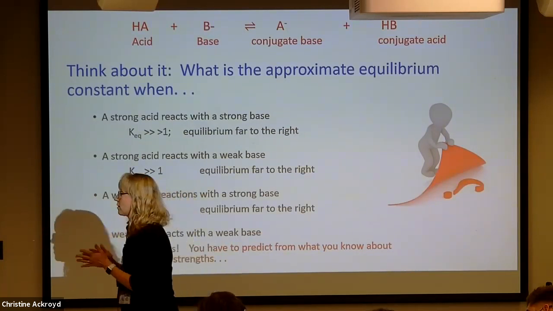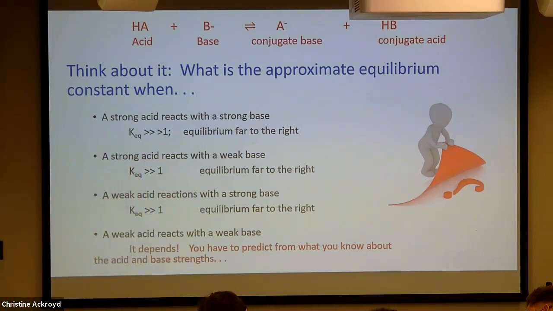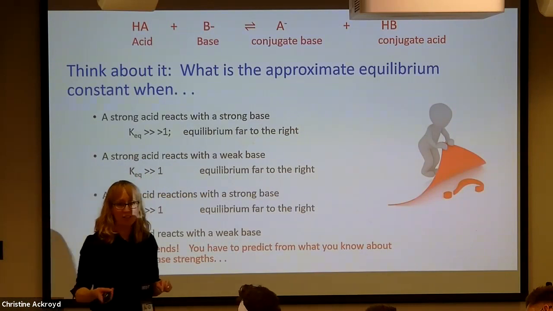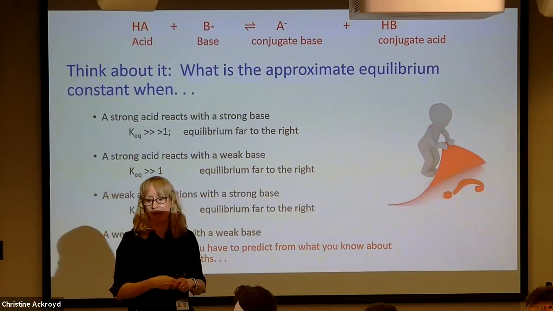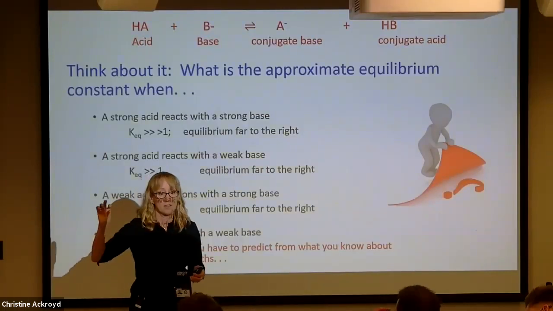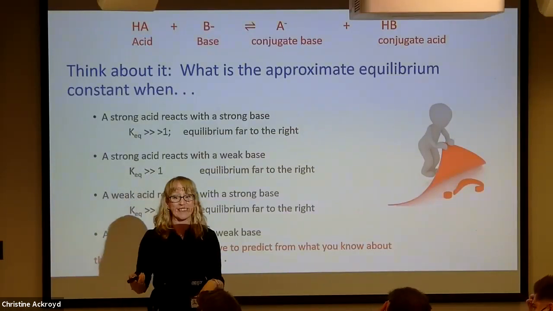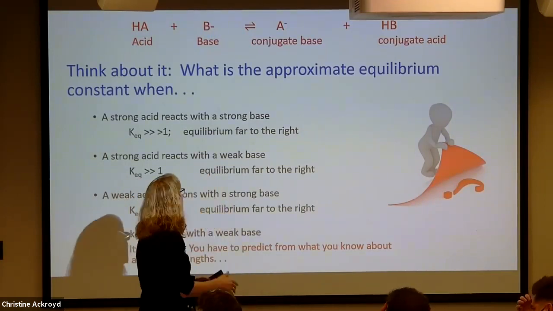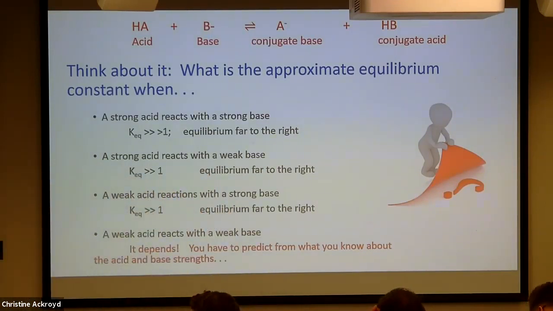Yeah. Okay. So as long as one of your starting materials in an acid-base reaction is strong, where will equilibrium lie? Right. All the way to the right. If they're both weak, you have a weak acid reacting with a weak base, then you have to figure out what's going to happen. So let's do some examples about how you would do that.